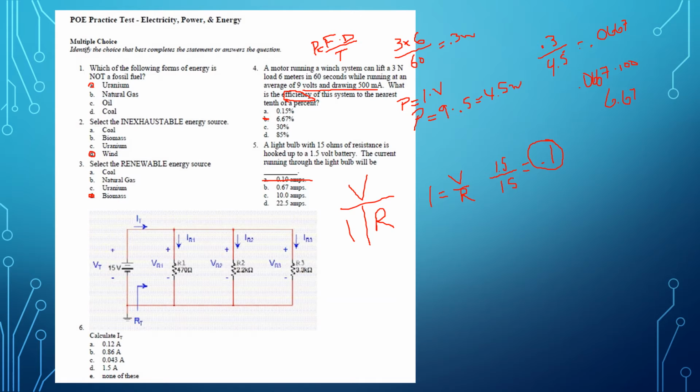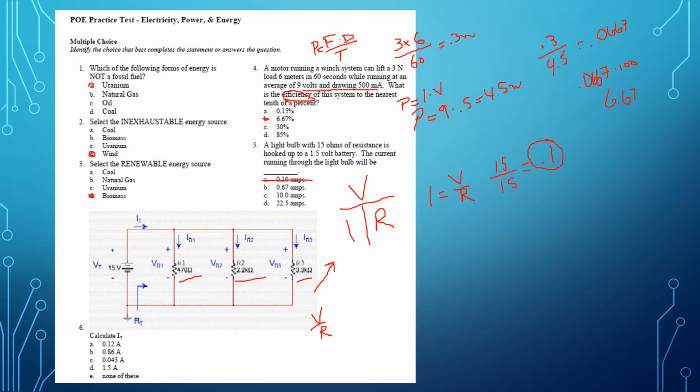Number 6, calculate the total current. IT is total current. So if you look at all of these different resistors, 1, 2, 3 resistors in here, each one's going to have a current passing through it. So again, using Ohm's law, if you're trying to find current, it's going to be V over R, and you need to do that for each one of these resistors.